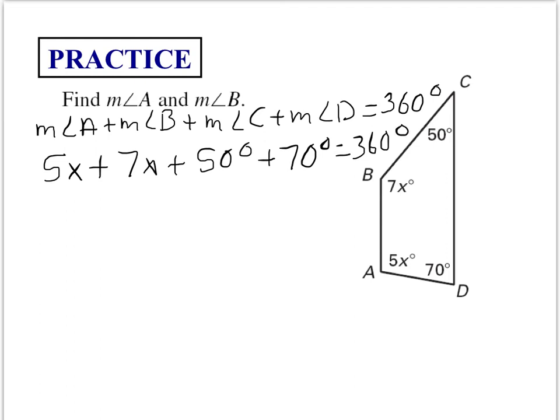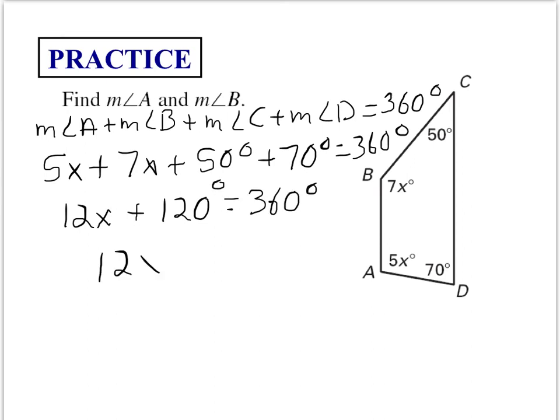So at this point, we just combine like terms and solve for x. So 7 plus 5 is 12x. And we have 120 equals 360 degrees. So we have 12x equals 240 degrees. And x is going to equal 20. But that's not our final answer. We need to find the measure of angle A and the measure of angle B.